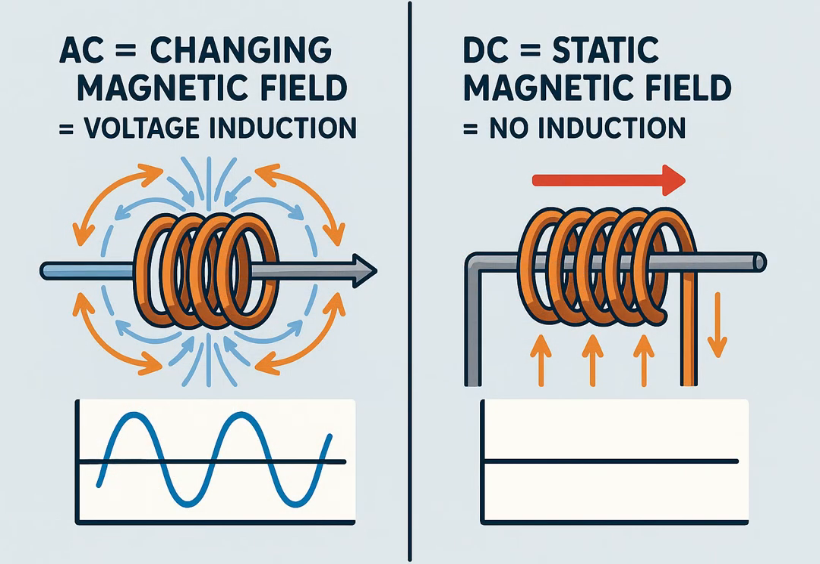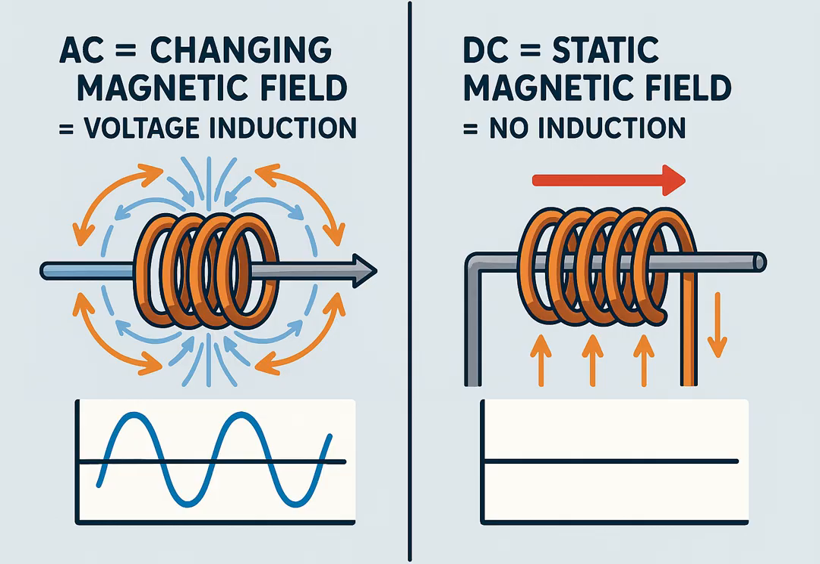Why only AC works in a transformer? Let's first understand why alternating current, AC, is essential for a transformer to work. When AC flows through the primary coil, the current constantly changes direction, which causes the magnetic field to also change in both strength and direction. This changing magnetic field is what induces a voltage in the secondary coil. This is known as mutual induction.